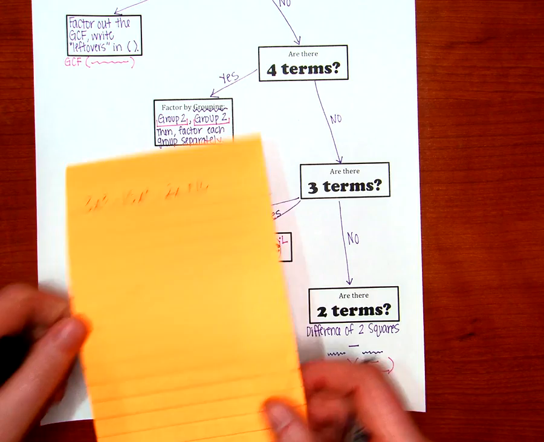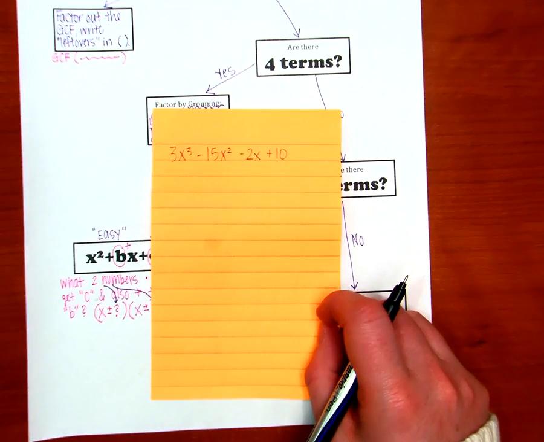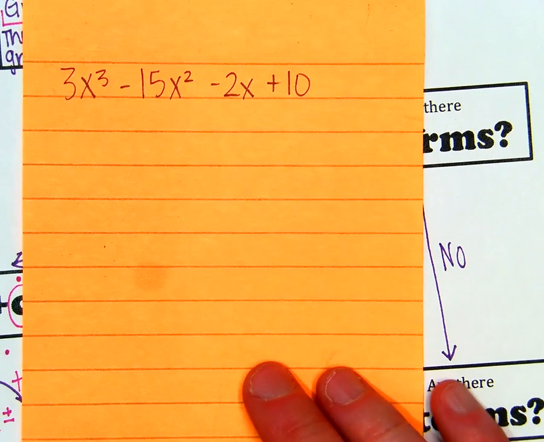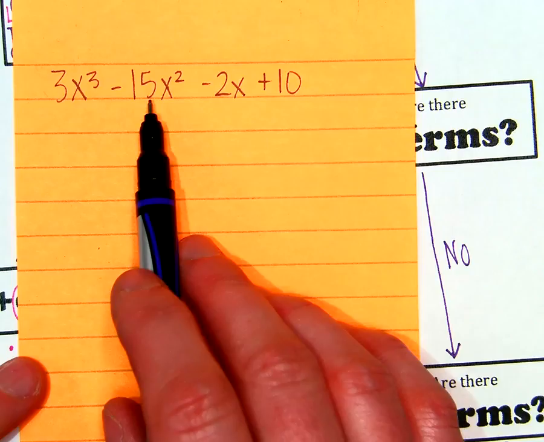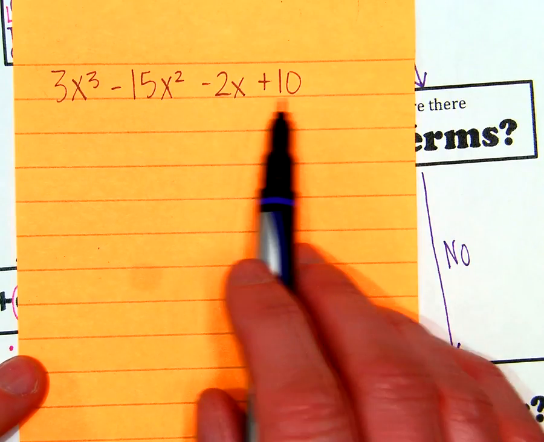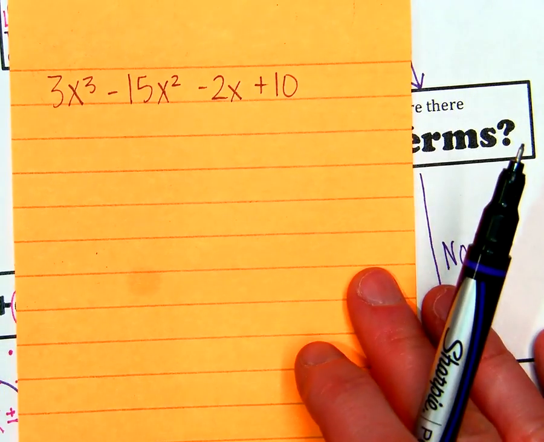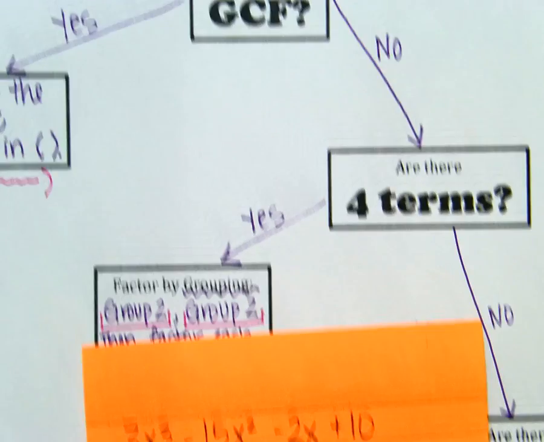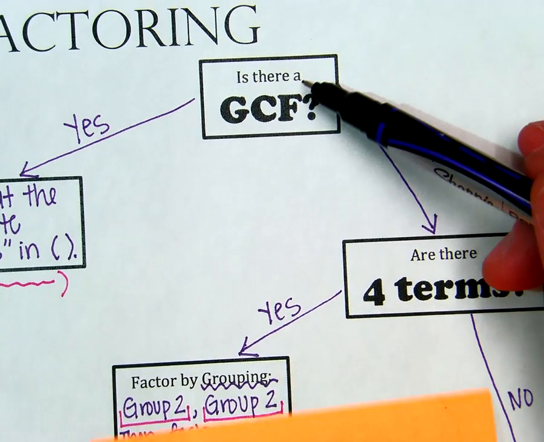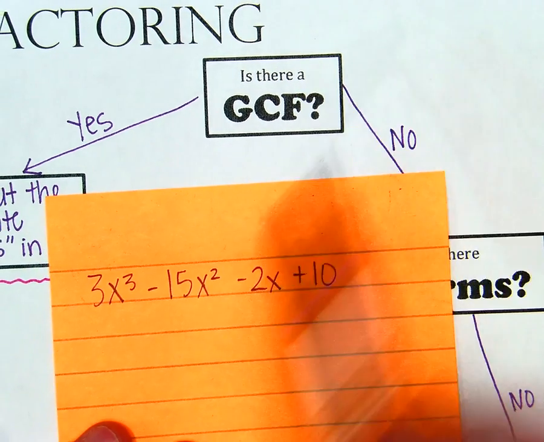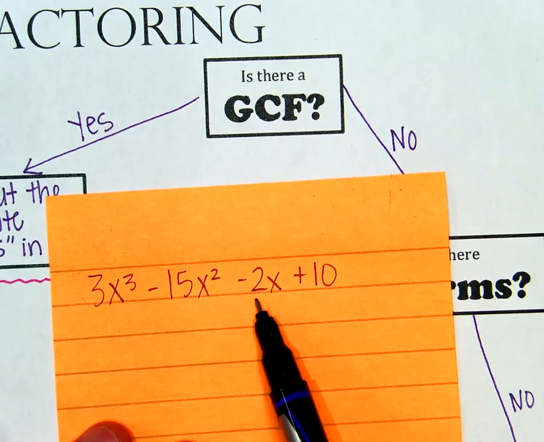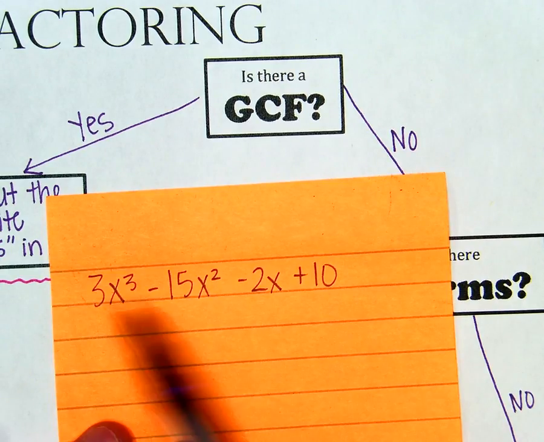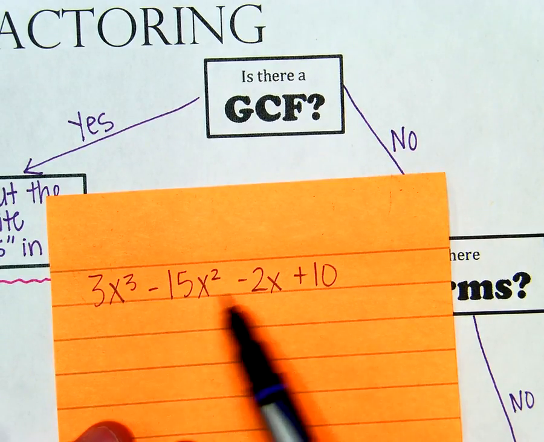So the first problem that I'm going to give you, and I'll zoom in on this, I know it's kind of hard to see, is this problem right here: 3x cubed minus 15x squared minus 2x plus 10. If I gave you this problem as a homework problem, then you would have to start at the top of your flowchart and ask yourself, is there a GCF? And if you look at the problem that I gave you, 3, 15, 2, and 10, there's no number that goes into all 4 of these values.